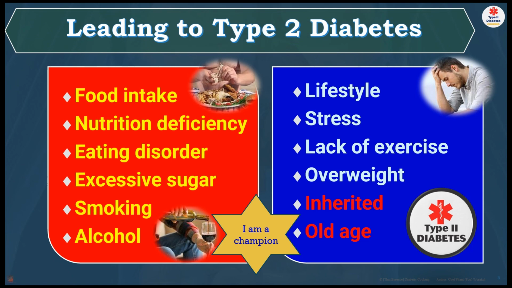Leading to type 2 diabetes, this is what I found. I'm looking into my behavior, what did I do. I'm looking at food intake and the nutrition deficiency that I have, which I have to dig into and learn a lot more. Eating disorder is typical because I travel a lot. My eating is irregular and not consistent. Sometimes I eat early, sometimes I eat late, sometimes I don't eat anything, and I keep on going and doing my work.